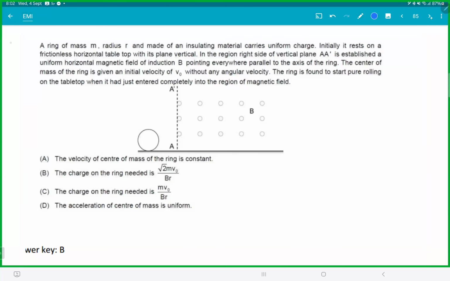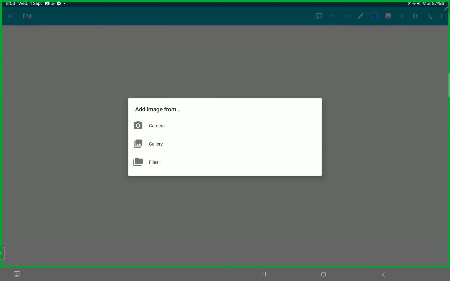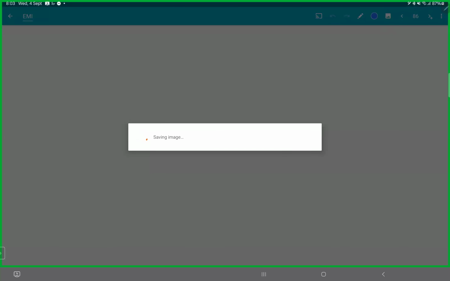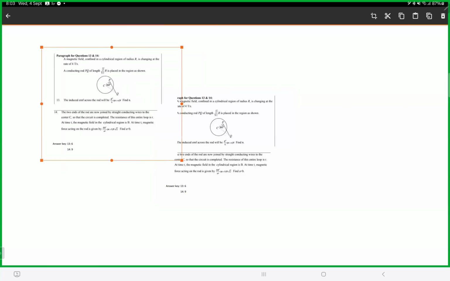The answer you already know. So this is question 21. We have a ring here. On the right side, there's a magnetic field. On the left side, there's no magnetic field. This ring is going with speed v and enters the region. Once it enters, something happens and this thing starts rolling. Ground is smooth. So these are the options. Go through that question later on. This is another question. Try these three questions and come.